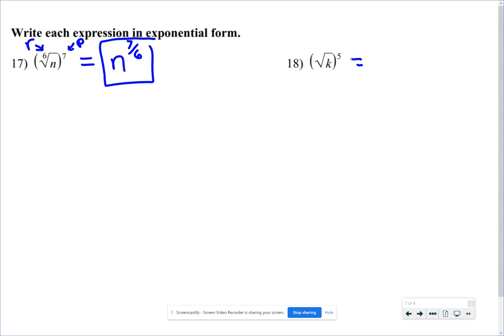Number 18. This is a square root, so I can pencil in a 2. This is like the p. This is the r. And I have k to the p over r power. So 5 over 2. 5 halves power. And we're done.